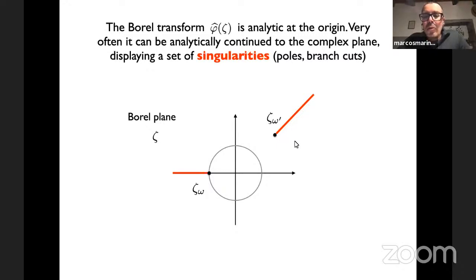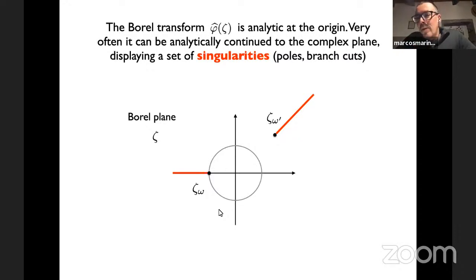So as Brent was also explaining yesterday, sometimes you are lucky, and this function, which is analytic at the origin of the complex plane, can be analytically continued except for a finite number of singularities. And when this happens, we say that this function is resurgent. Now, these singularities, which are in this variable zeta that I introduced here, can be of all kinds, can be poles or branch cuts and so on. And I will denote them often by this notation zeta of omega. So zeta of omega will denote generically singularities in the Borel plane of this zeta variable.